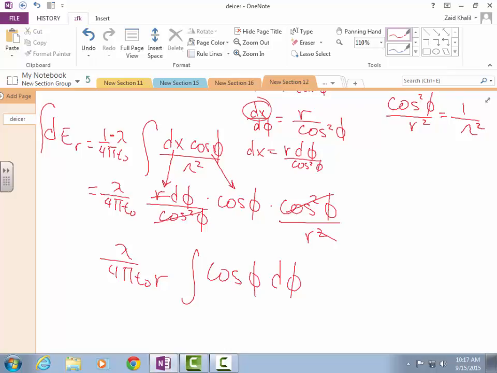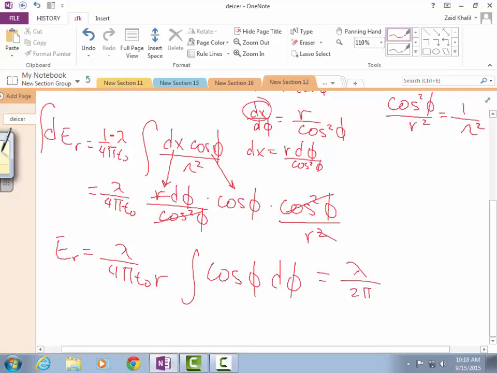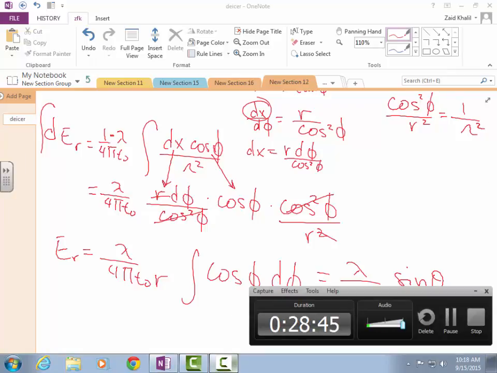Wait, why is lambda constant? I told you it's a uniform linear charge density. It doesn't have to be. It could be a function of x, in which case all bets are off. Why the r? Oh, because the little r is a constant. It's an r squared and an r on top, so you're left with that one r. Is this thing infinite with an r? It's finite. So now what we end up with is that this is E_r, and this is equal to lambda over 4 pi epsilon 0 r, and then sine of phi.